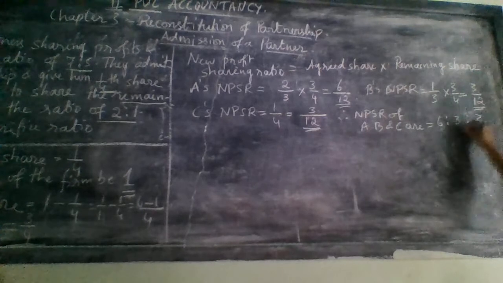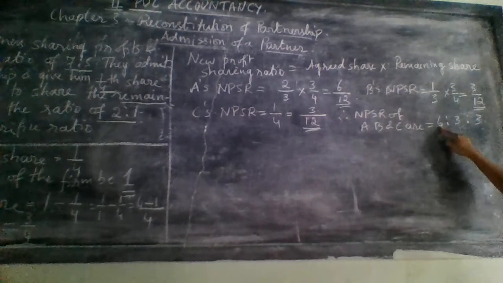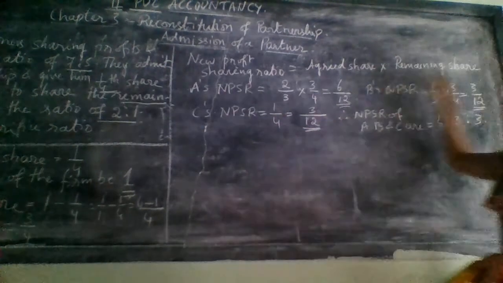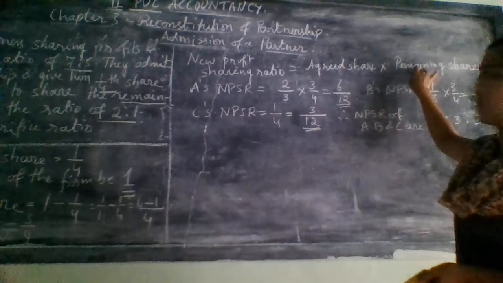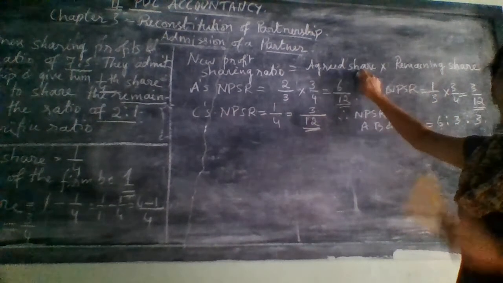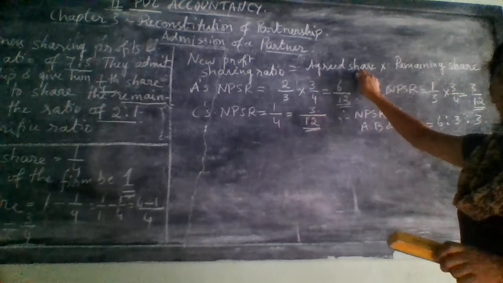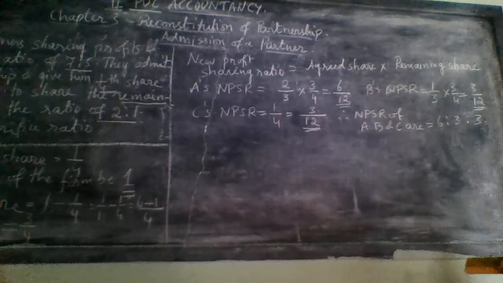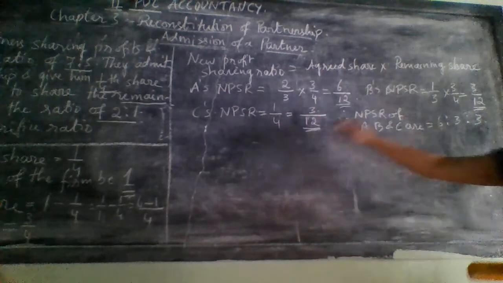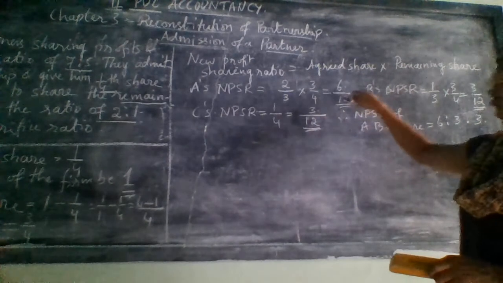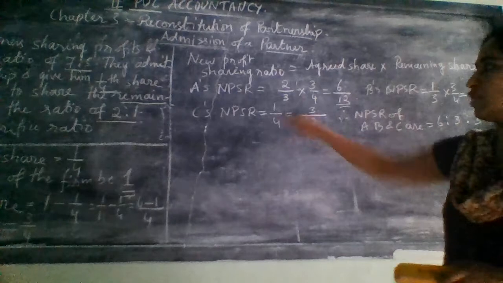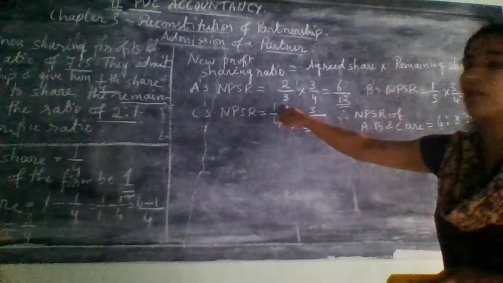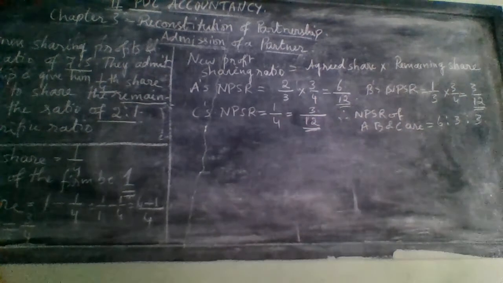Okay. 6 is to 3 is to 3. 3 plus 3, 6. 6 plus 6, 12. You are getting 12 here. But remember, the new partner's share will not be calculated this way. You need not apply the agreed share into remaining share. This is applicable only for the old partners and not for the new partner. The new partner's share is only what they have given there. That you need to convert into the same denominator. To convert that, take the denominator you have taken for the old partners. Again for this new partner, just divide denominator by denominator, and multiply with the numerator, you will get the answer there.